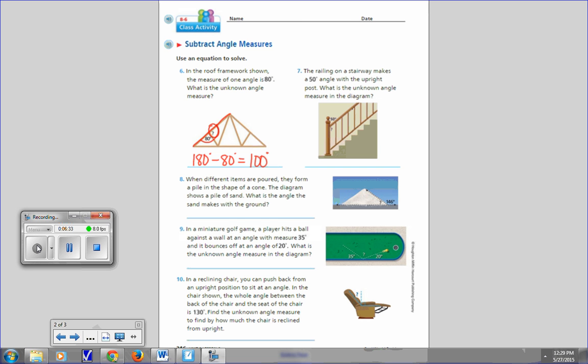The railing on a stairway makes a 50-degree angle. So this right here makes a 50-degree angle.